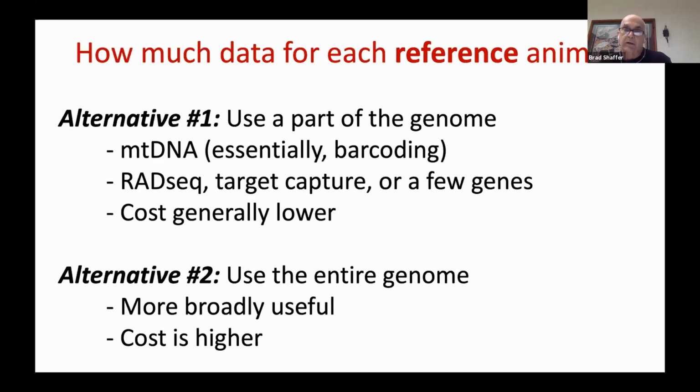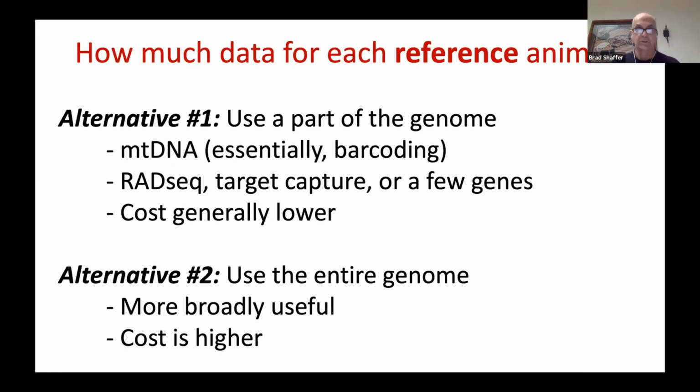Another important point to think about in this issue and in this process, and Peter mentioned this a bit, is how much data we have for each reference animal. And you've got to keep straight, there's a difference between what we need for the reference animals and what we need for the animals we're comparing to those references. And here, focusing on the reference animals, there's really two alternatives.